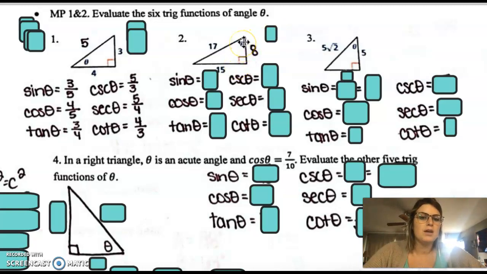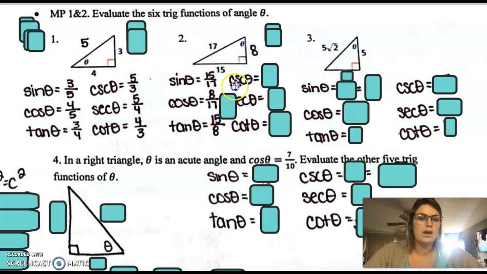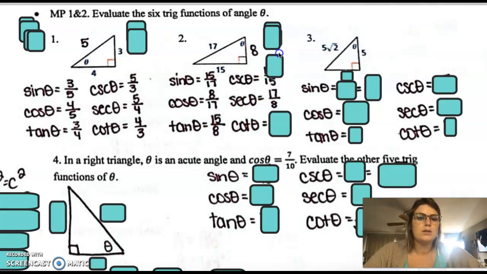So from theta, opposite is 15 because it's directly across from it. 8 touches it, so it's the adjacent. And 17 is across from the right angle, so it's the hypotenuse. So knowing that, filling out our trig functions, these are what you should get as your main 3. And then to get the next ones, we just flip them. So you should get this.